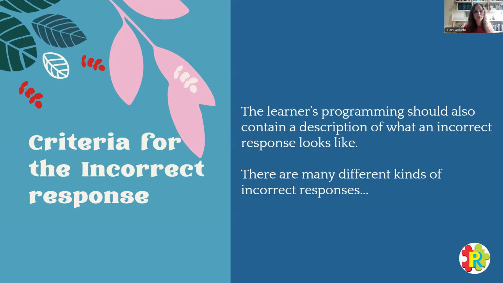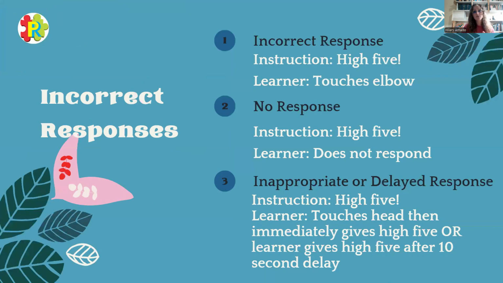The learner's programming should also contain a description of what an incorrect response looks like. And there are many different kinds of incorrect responses. Let's take a look here. One type is obviously just giving the wrong answer. You say high five, the child touches elbow. Incorrect. The child doesn't respond. You say high five, and the child keeps his hands in his lap. That would be the incorrect response.